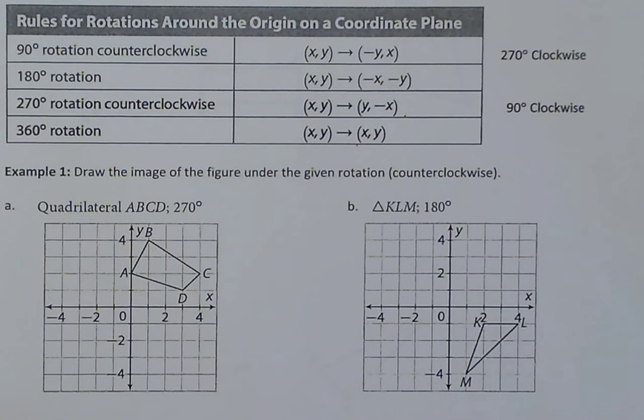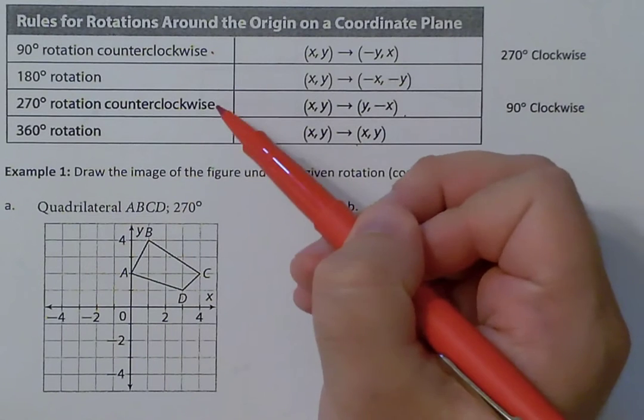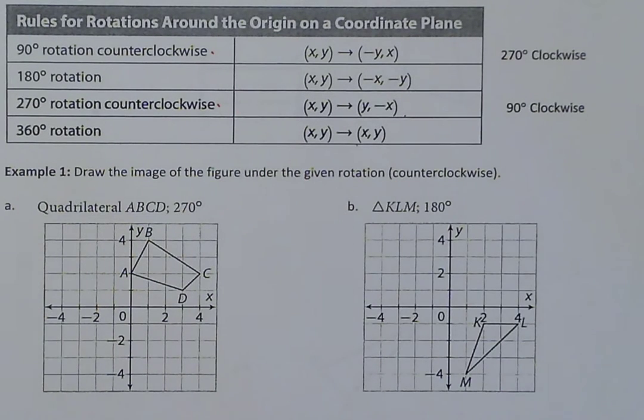If they do not tell you which way to rotate, they want you to rotate counterclockwise. Okay, it's just the way the book wants you to do it. It's just the way that they have it set up.